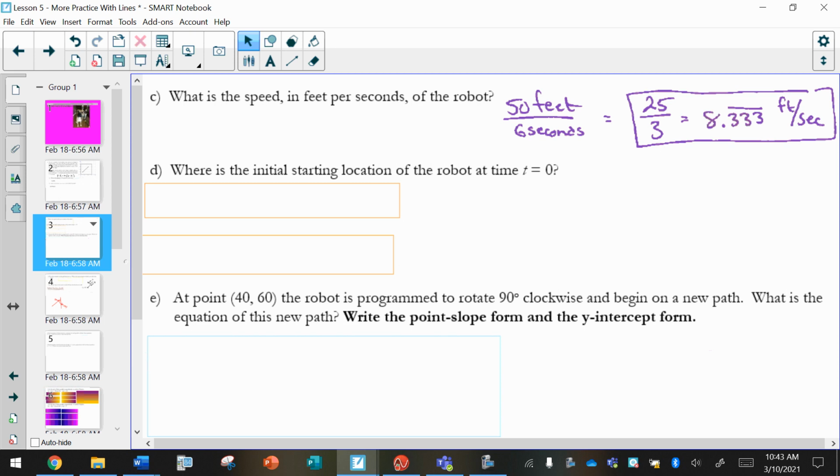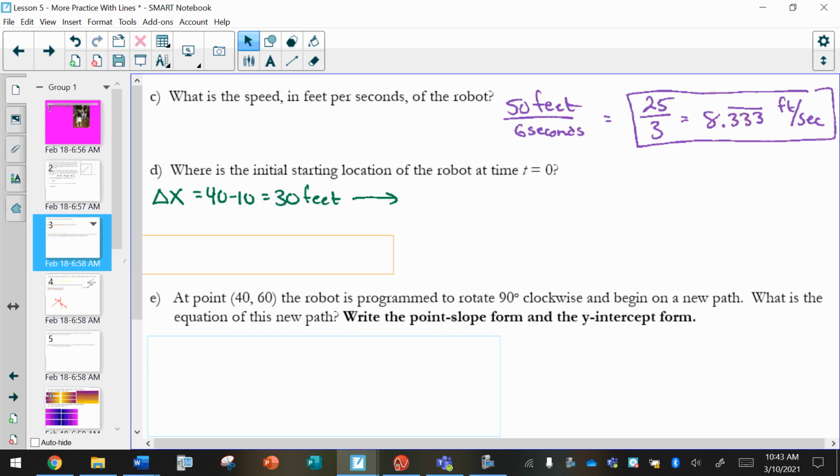Next, where is the initial starting location of the robot at time equals 0? This is the three-step process that we did yesterday with the robot, where we had to work backwards and figure out where the robot started. The first thing we did is found our change in x, and we did our change in y. We're going to go through the x coordinate first, and then I'm going to let you try to do the y coordinate on your own, and then we'll see how you did.